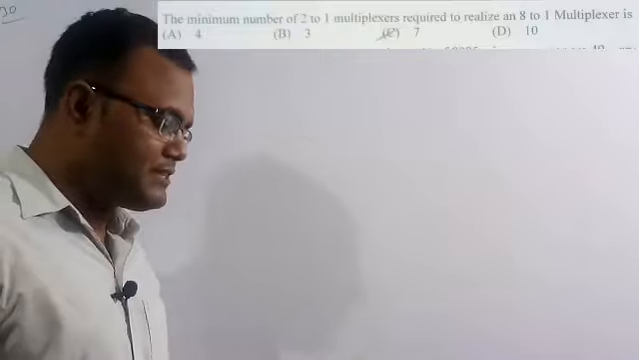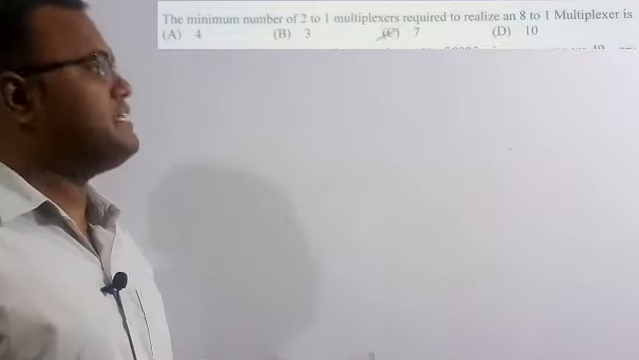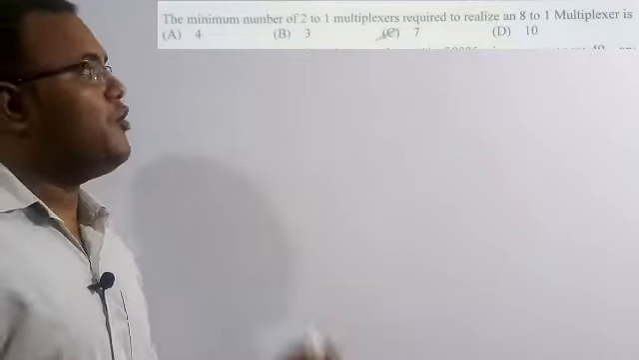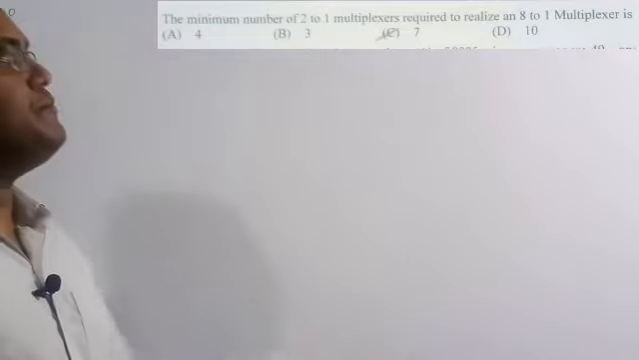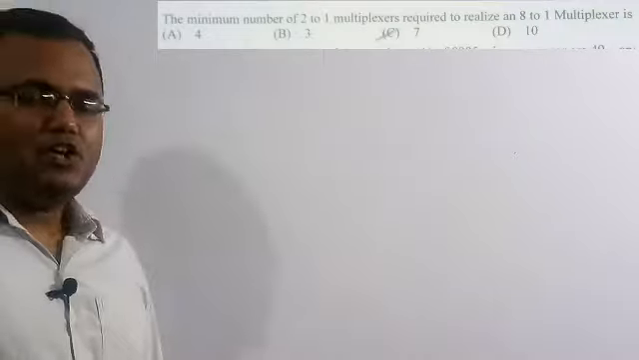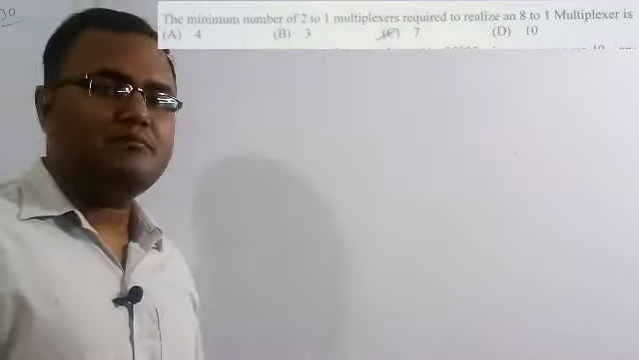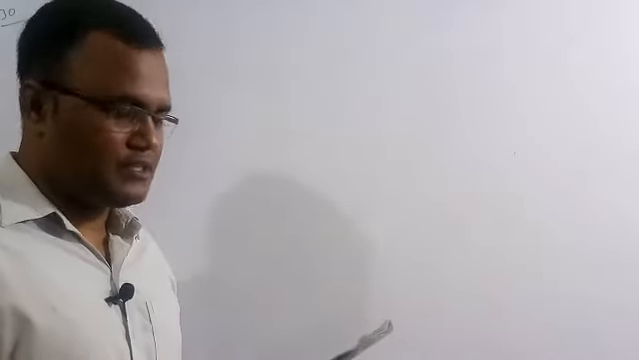The last question of this lecture. The question is: the minimum number of 2 to 1 multiplexers required to realize an 8 to 1 multiplexer is. So we are asking how many 2 cross 1 muxes are required to implement an 8 cross 1 mux. Out of the 4 options, option C, which is 7. So 7 2 cross 1 muxes are required to implement the 8 cross 1 mux.